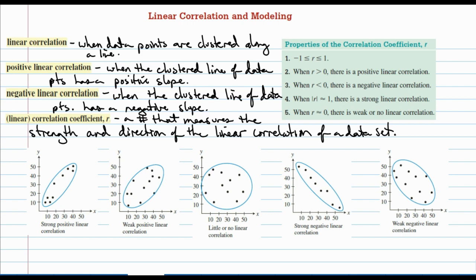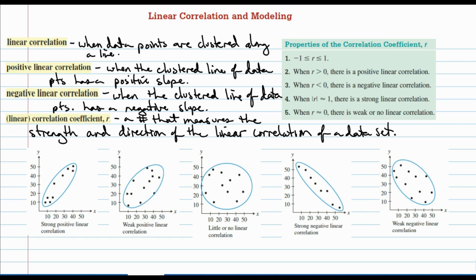A positive linear correlation means those lines look like they have a positive slope. A negative linear correlation means the lines have a negative slope. The linear correlation coefficient R is a number that measures the strength and direction of the linear correlation of a data set. Now R can be anywhere between -1 and 1.